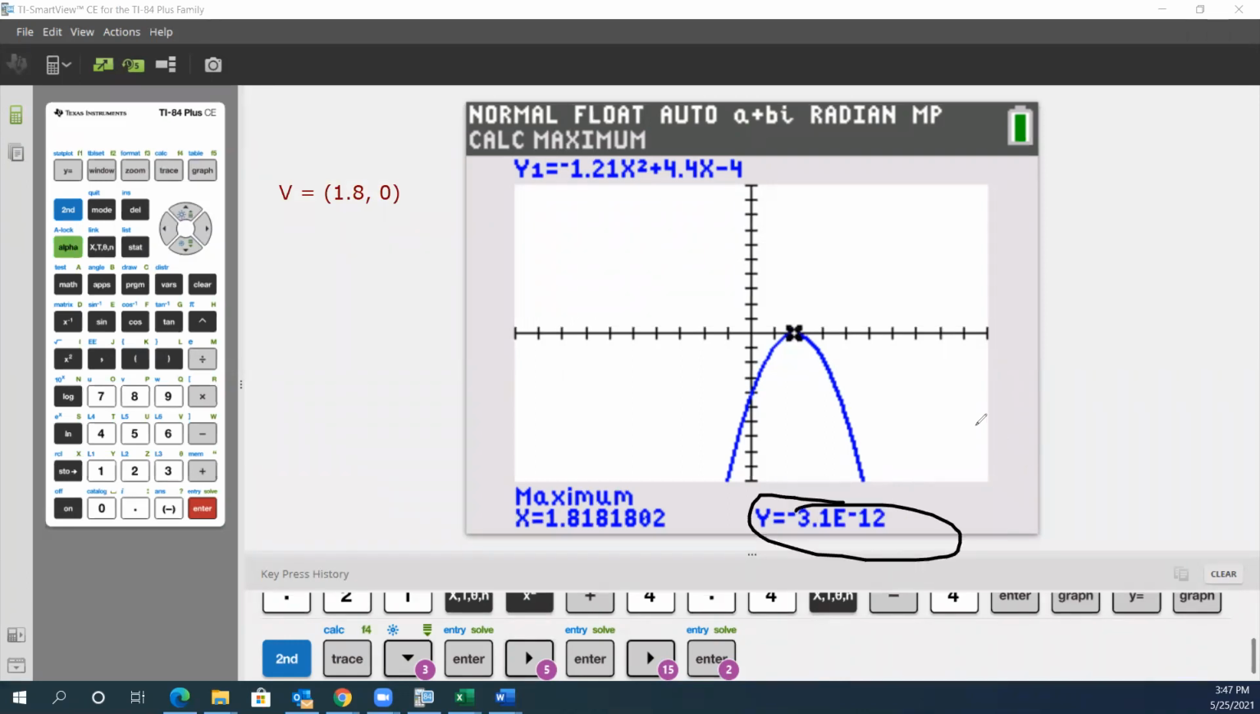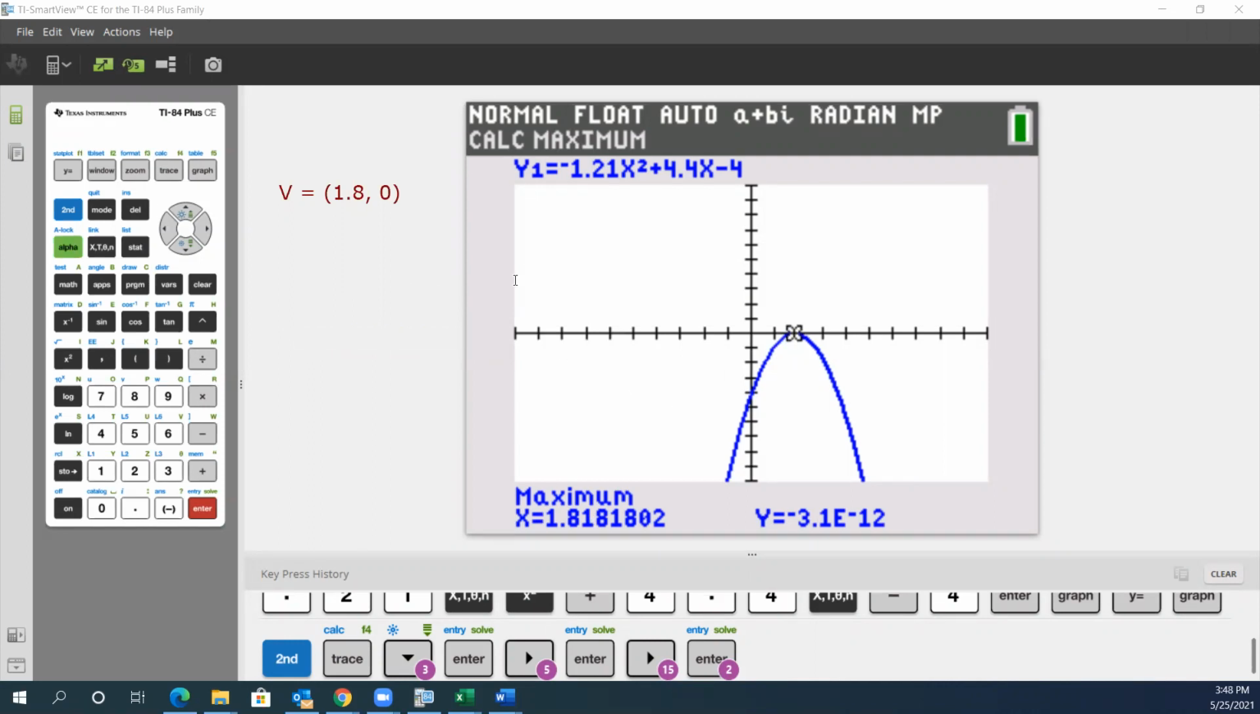This y coordinate right here for the vertex is negative 3.1 times 10 to the negative 12th power. So what does that look like? It looks like this: negative 0.0000000000031. So it looks like the calculator was trying to do 0 in scientific notation and was off just a teeny bit. So I'm just going to say 0. After all, to 11 decimal places, 0 is the correct answer. Okay. All right. So we got that.